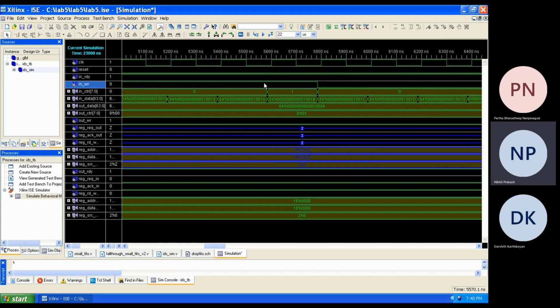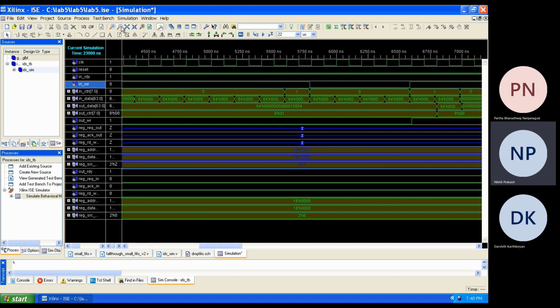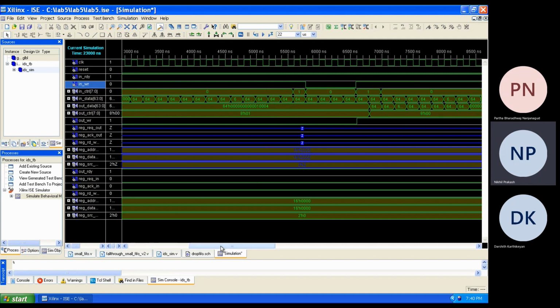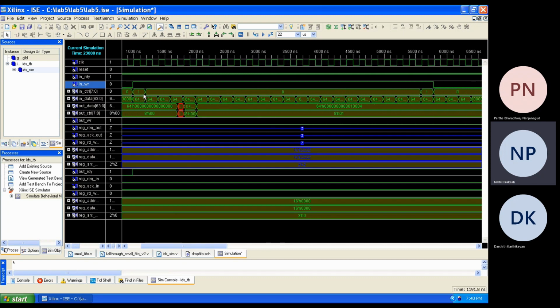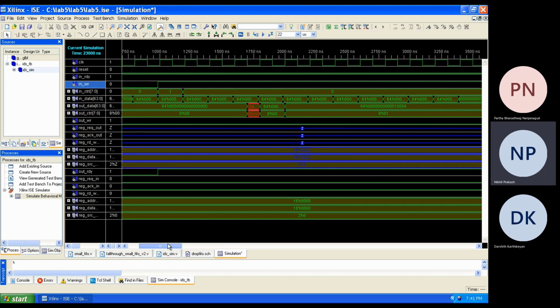And then after some time, at around 5000 nanoseconds, in_write again gets deasserted. You can notice that in_control is 1 again here. So this is the last word of the data packet, right? So let's actually see if that is getting reflected, if all of these data words are actually getting reflected in the output, right? So let's start that.